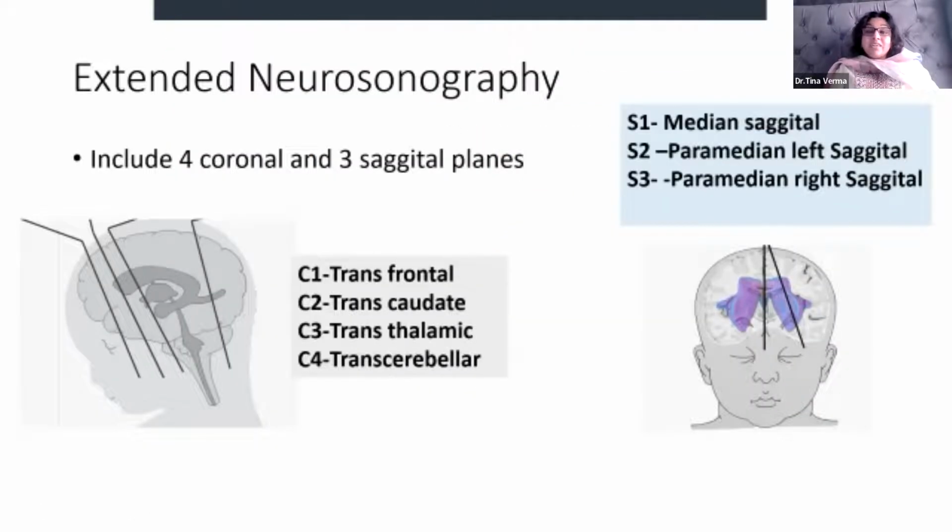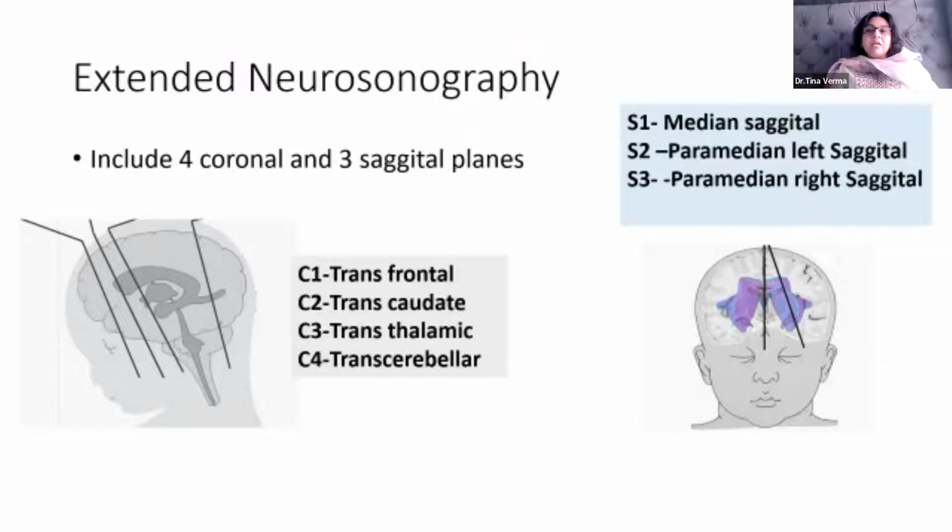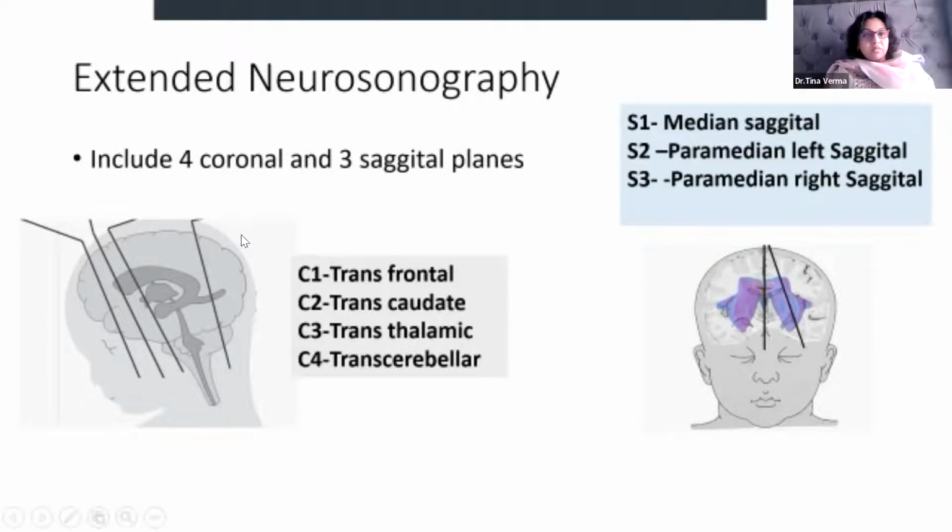So what does extended neurosonography mean? This is a multiplanar approach. Now, in level 2, we saw 3 basic planes. In extended neurosonography, we add 7 more planes. So what are these 7 more planes? We see the fetus in coronal sections from front to posterior. And there are 4 planes: transfrontal, caudate, thalamic, and cerebellar.